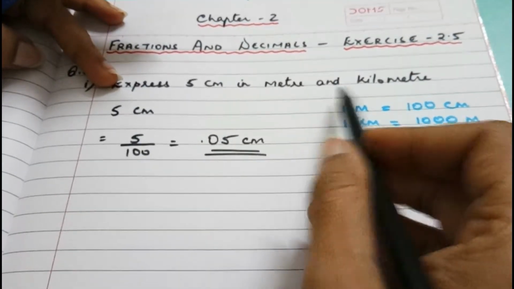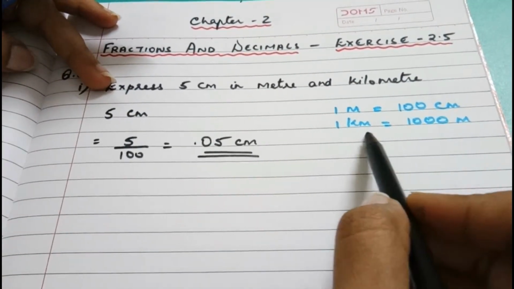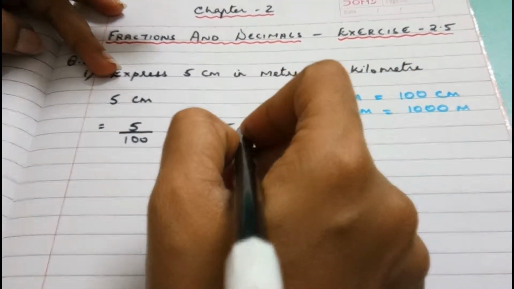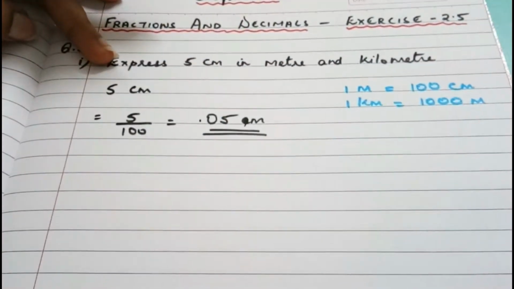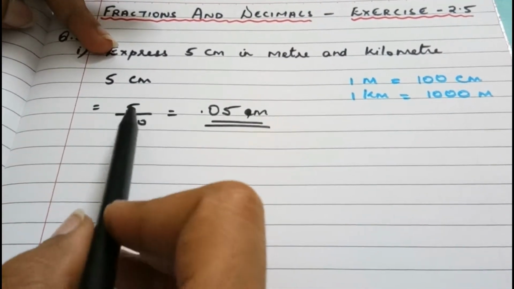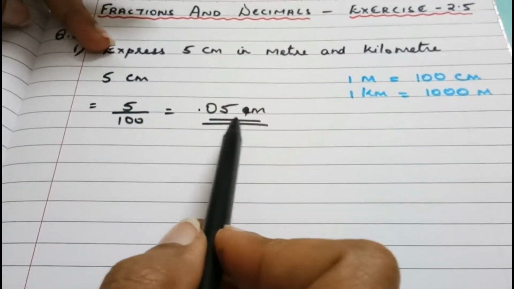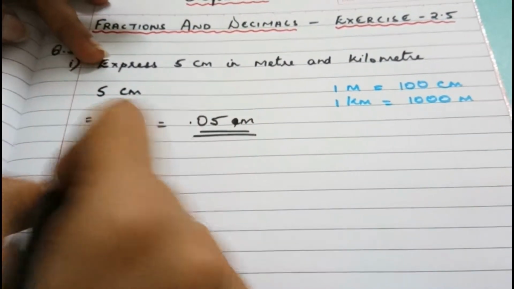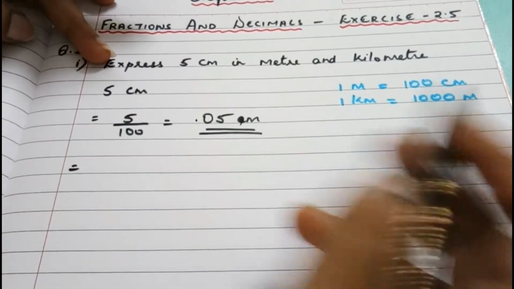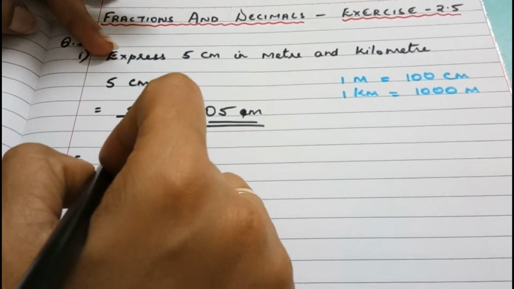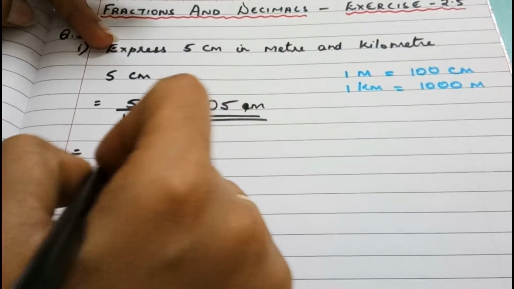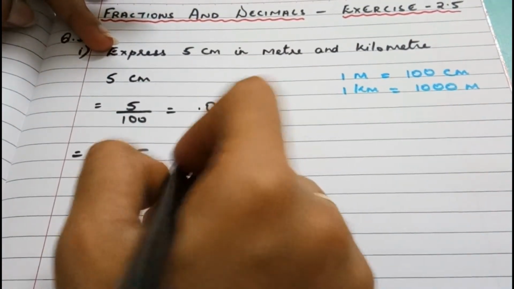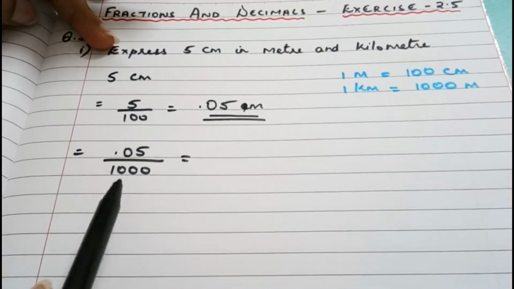Now next we also need to find the kilometers. So 1 kilometer is equal to 1000 meters. I'm so sorry, this is not centimeters, this is meters. So 5 centimeters or 5 by 100 is equal to 0.05 meters. Okay. Now 1 kilometer equals 1000 meters. So this can be written as 0.05 by 1000. Now be a little careful on this.